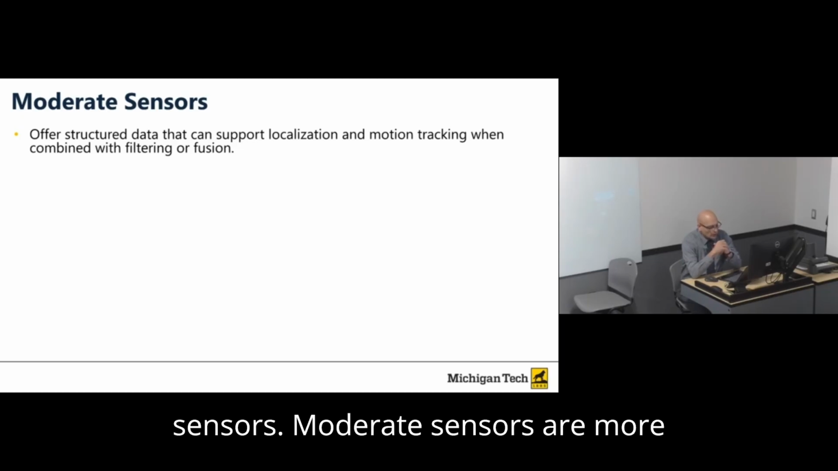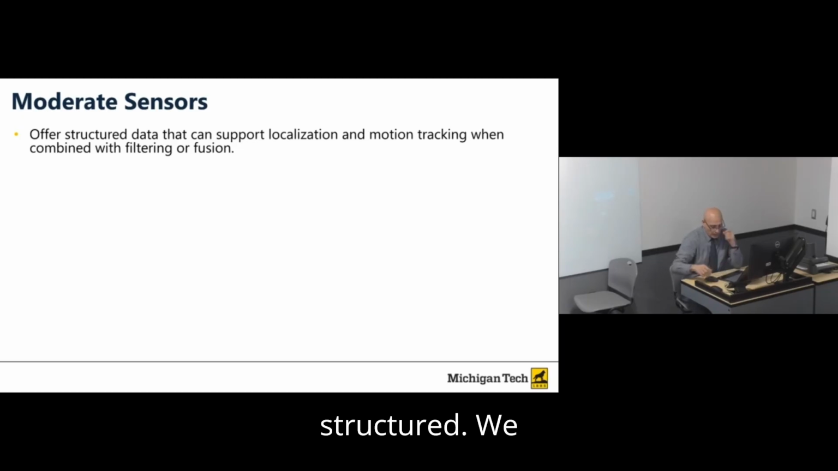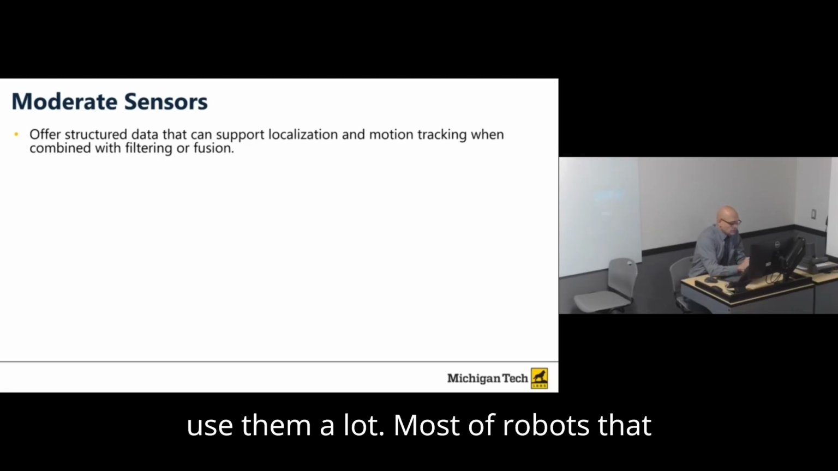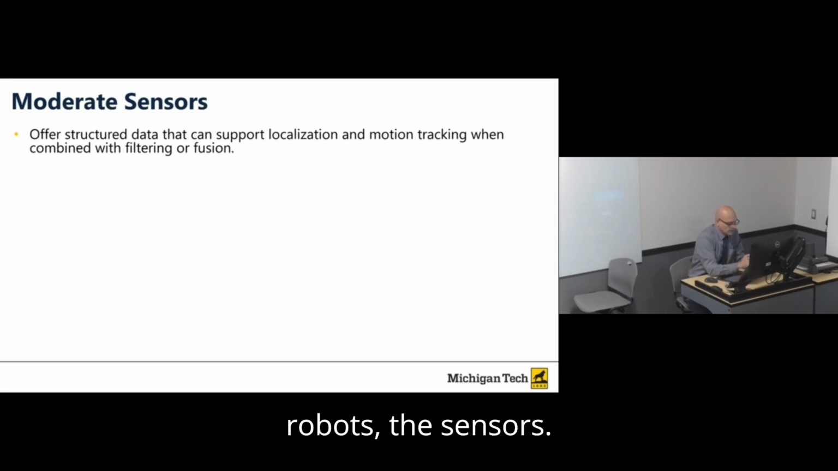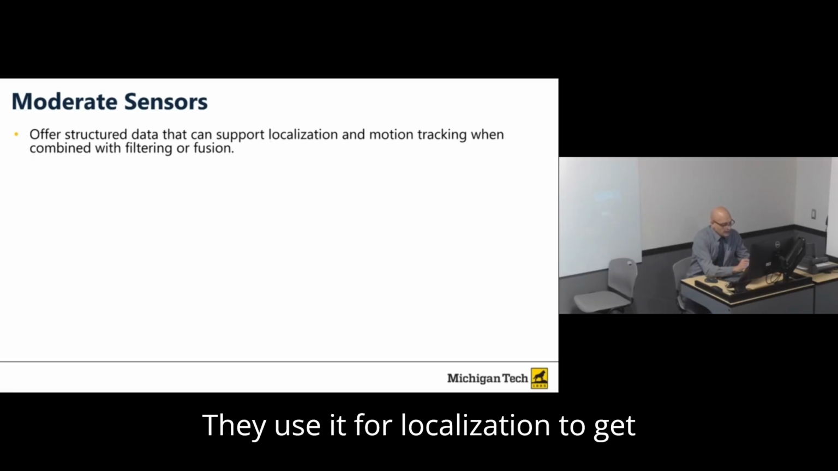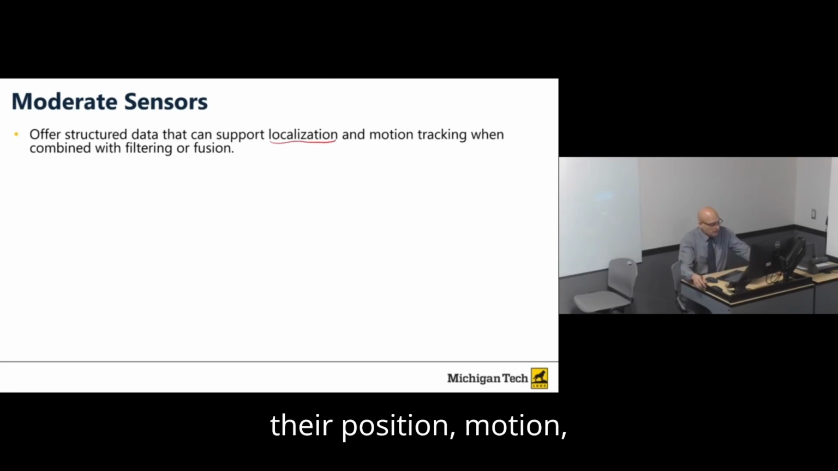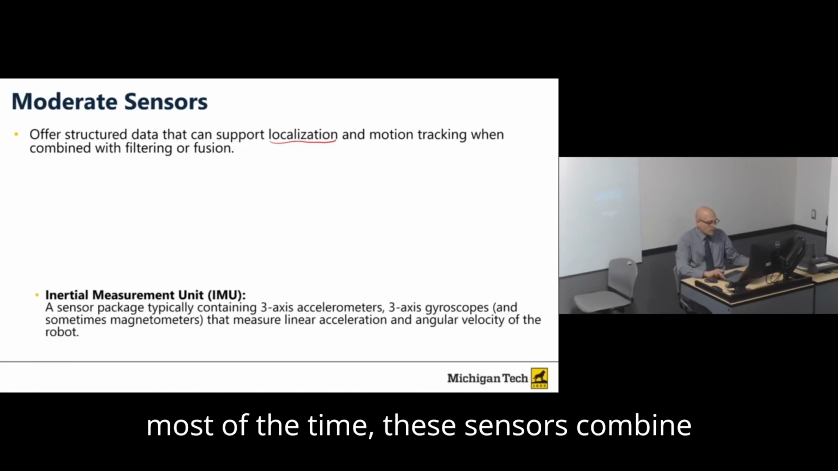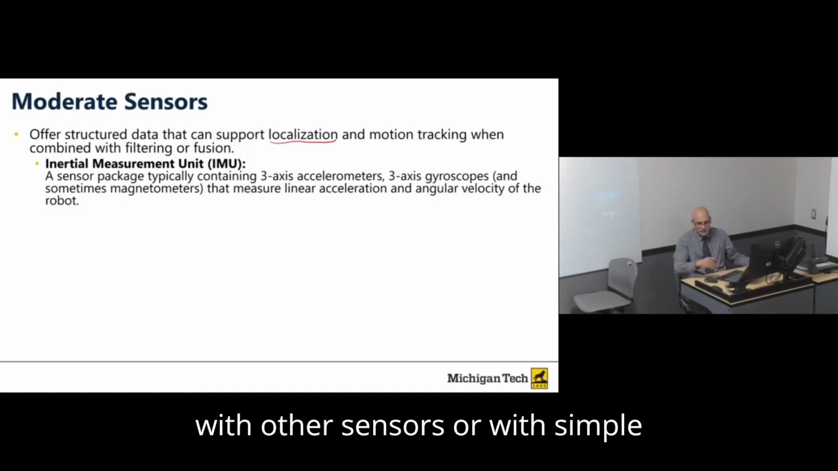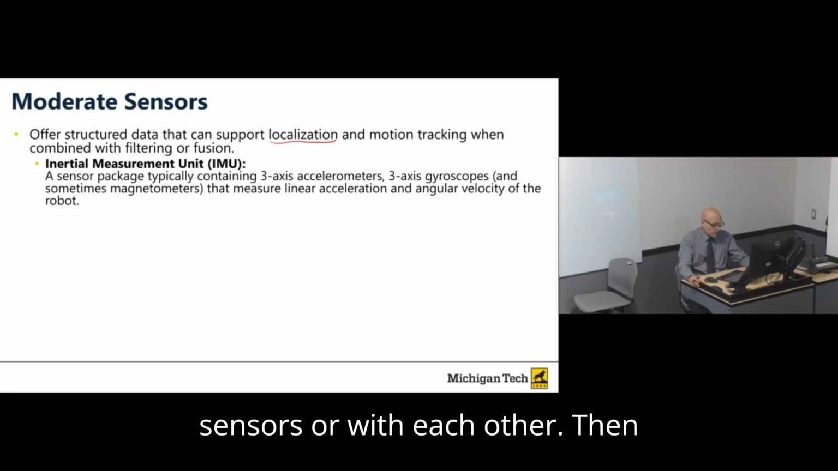Motion sensors are more structured. We use them a lot. Most robots that have motion use this kind of sensor. They use them for localization, to get their position, and for motion tracking. And most of the time, these sensors are combined with other sensors, with simple sensors, or with each other.